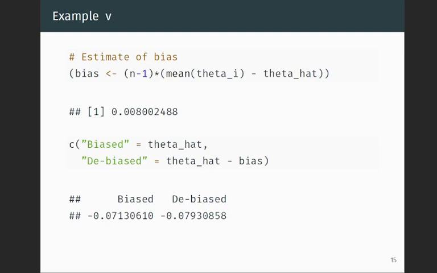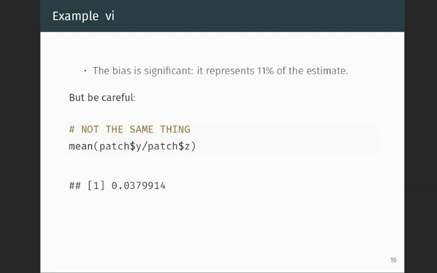And this estimate, we can see, is 0.008. And therefore we can compute a biased estimate, so that's the original estimate, and then a de-biased estimate, theta hat minus bias. And we can see that both are actually negative, which means that the new patch is less effective than the old patch. And again, the bias is significant because it represents about 11% of the estimate. So removing the bias actually has a big impact.